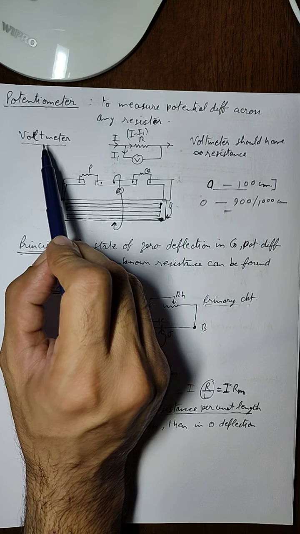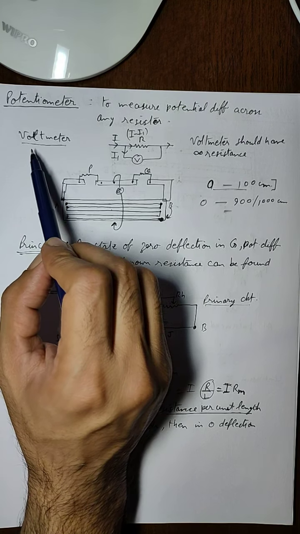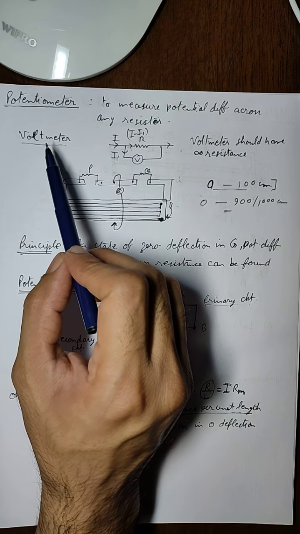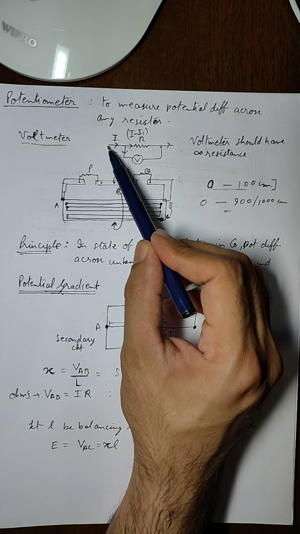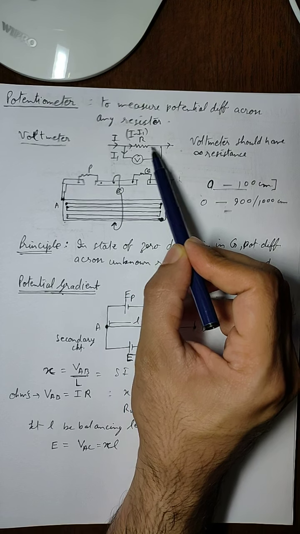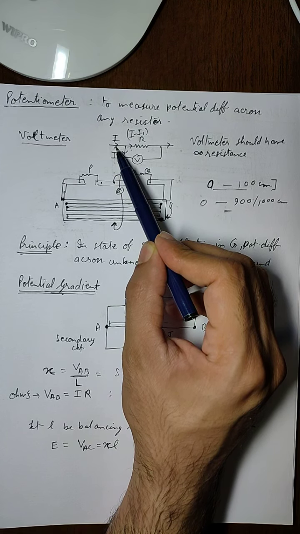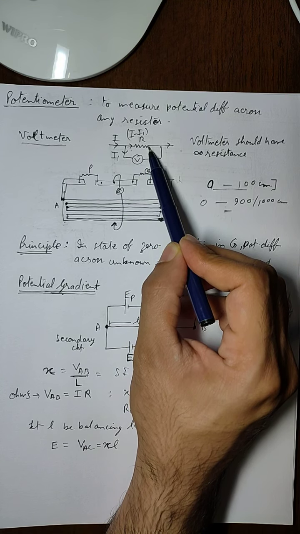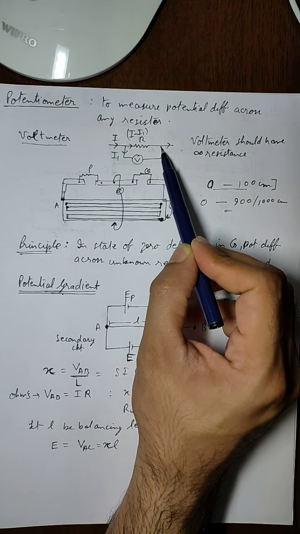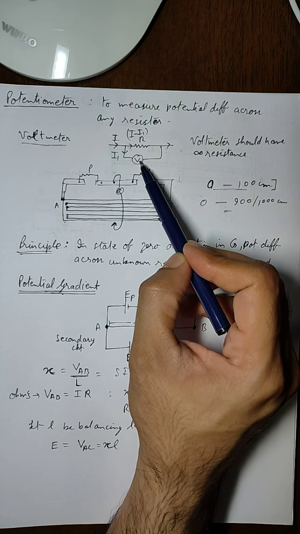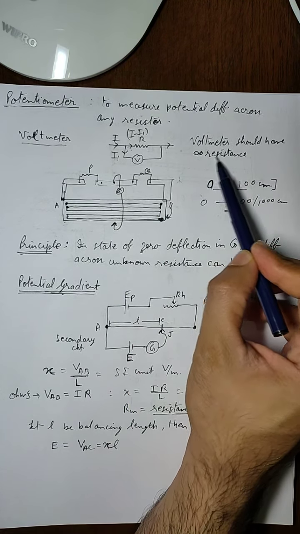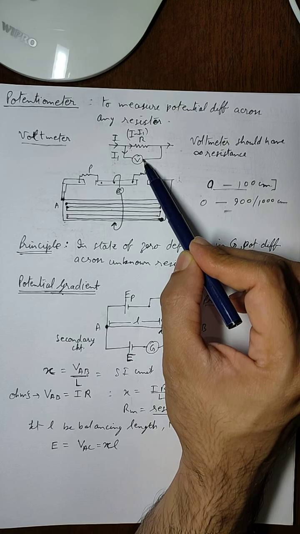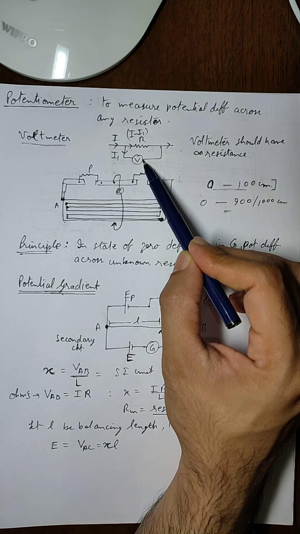But there is a disadvantage of voltmeter. The voltmeter works when it consumes current from the circuit. So let us say we have a part of a circuit like this, in which current I is flowing, and we have to find the potential difference across this resistance R, and the voltmeter is connected in parallel. Now ideally the voltmeter should have infinite resistance, but it is not possible to achieve. It is impossible to have infinite resistance.